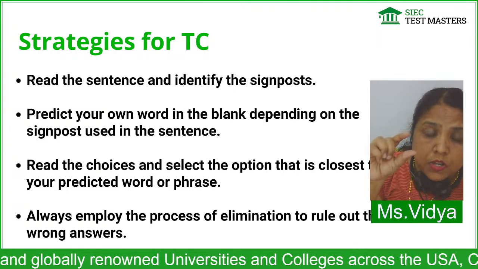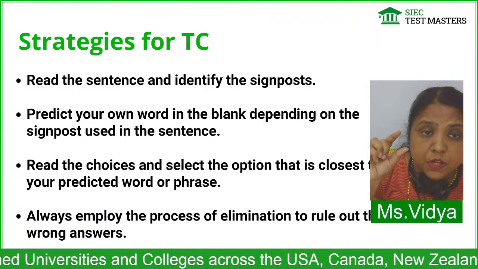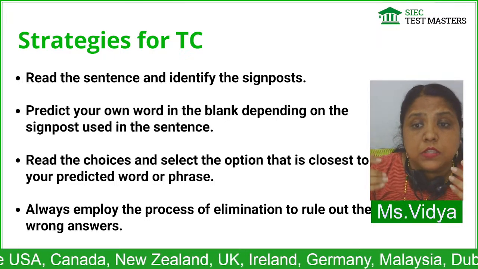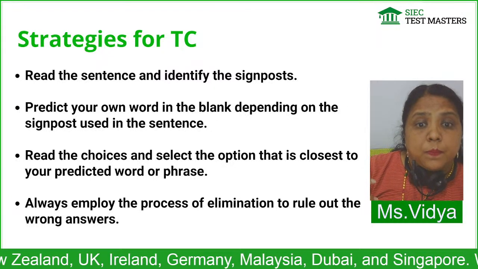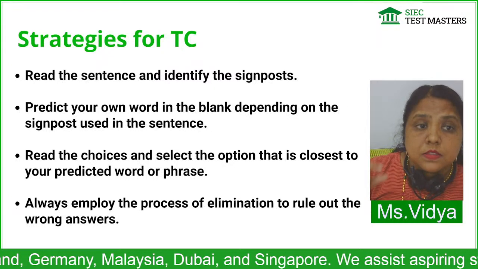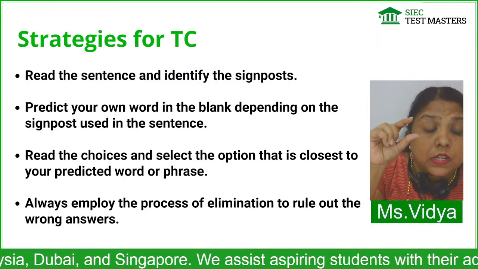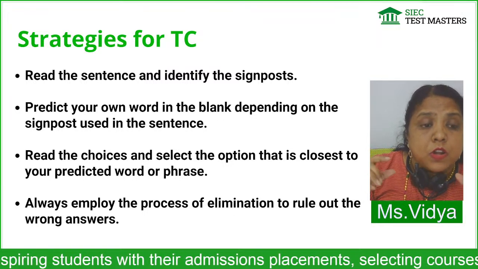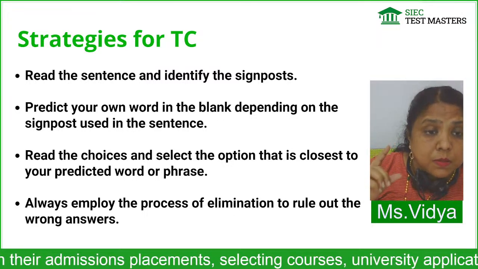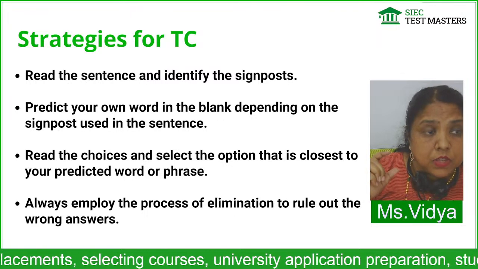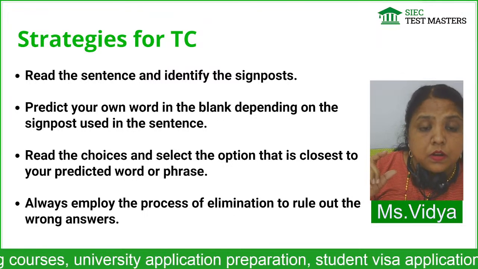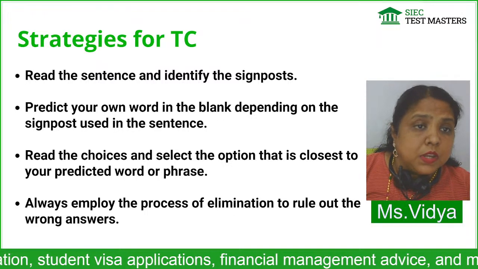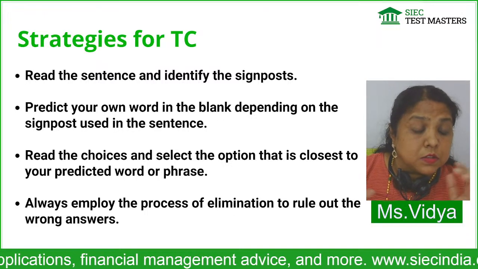Then predict your own word in the blank. Don't look at the options. Predict your own word in the blank depending on the signpost present in the sentence. Then you have to read the choices, the options, and then select the option which matches your predicted answer. If you are confused between two answers, then always employ the process of elimination. That's a very useful technique to do a text completion question. And you have to eliminate the worst answers and then arrive at the correct answer without confusion.